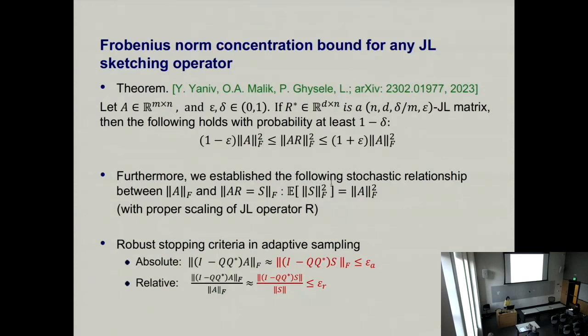Furthermore, we have a stochastic relationship between the A norm and the sample norm, so the expected value is the same. This also is very good because in real applications, very often we don't know A. We only know AR. This is the situation called matrix-free operation. You only know the sampled matrix, you don't know the original A. So this gives you the tool to assess the error bound.